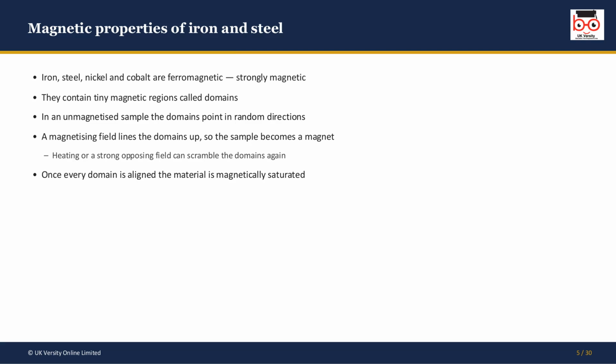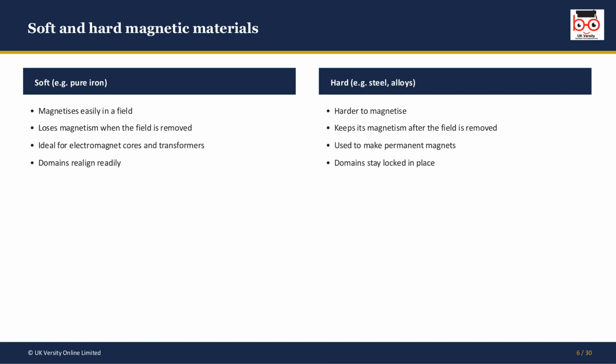Once every domain is aligned, the material is magnetically saturated, and heating it or applying a strong opposing field can scramble the domains again. We split magnetic materials into soft and hard. A soft material, like pure iron, magnetizes easily in a field but loses its magnetism as soon as the field is removed because its domains realign so readily, which makes it ideal for electromagnet cores and transformers. A hard material, such as steel or special alloys, is harder to magnetize but holds on to its magnetism afterwards, with its domains locked in place, and that's what we use to make permanent magnets.